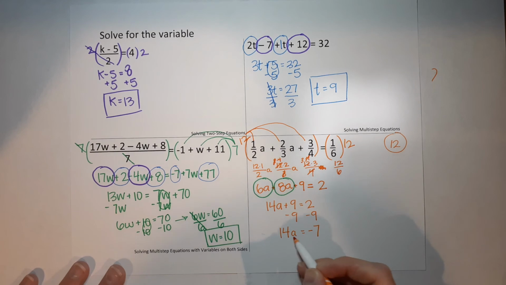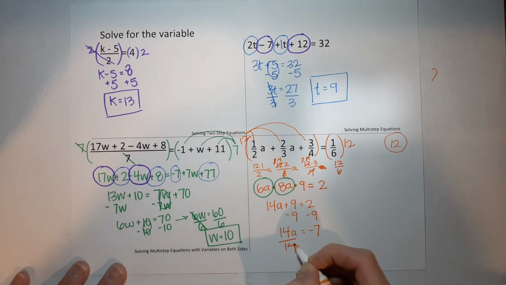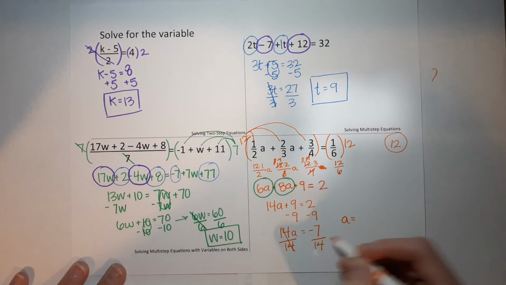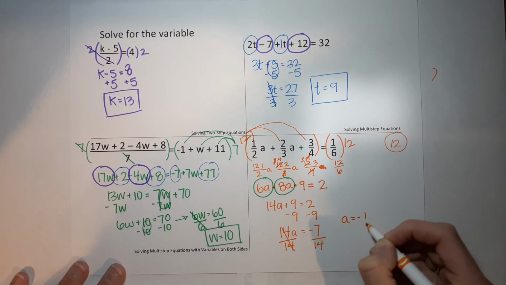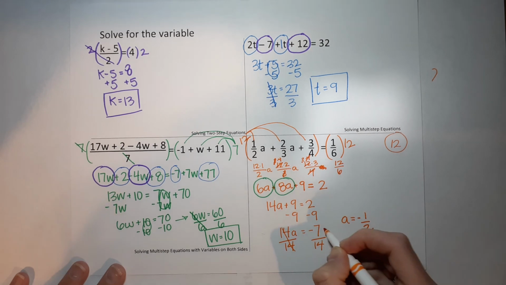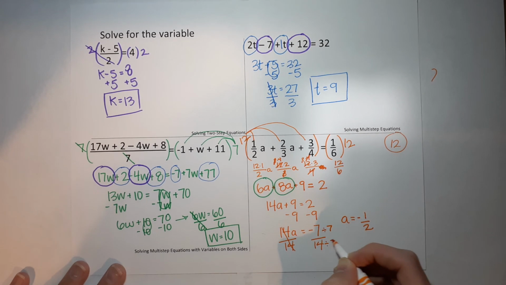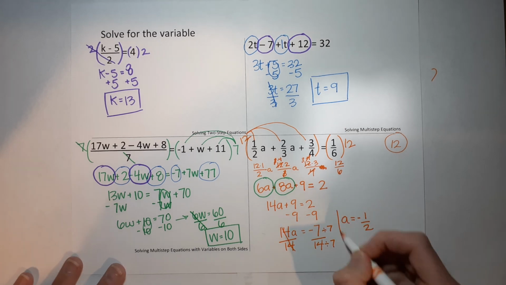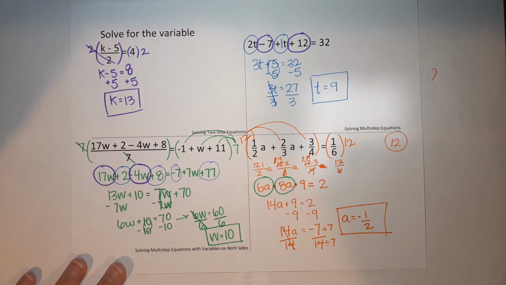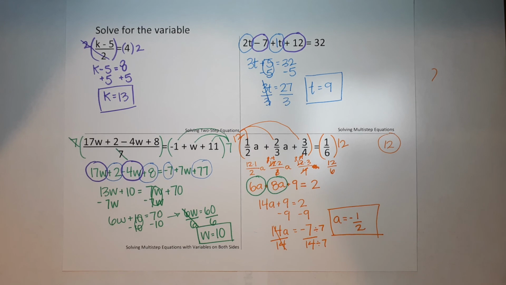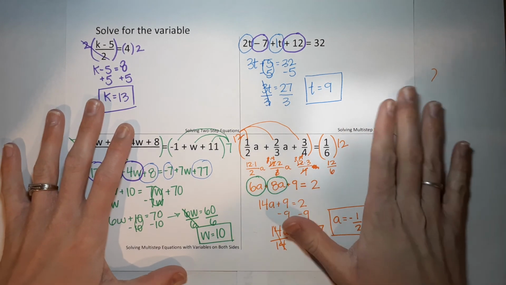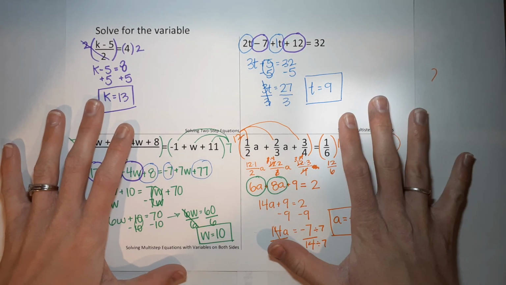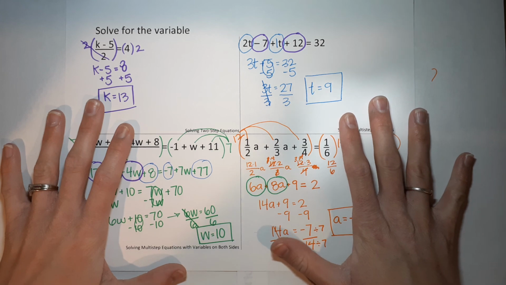Okay. I want to get the a all by itself, so I'm going to divide by 14. So I get a equals, this simplifies to -1/2, because 7 goes into 7 once and 7 goes into 14 twice. Look at that. Okay, feeling good? Yes? Okay, again, if you need more detail than I just gave you, check out those other videos. If not, awesome. Hopefully you can get to bed soon and have dreams of math that aren't nightmares.